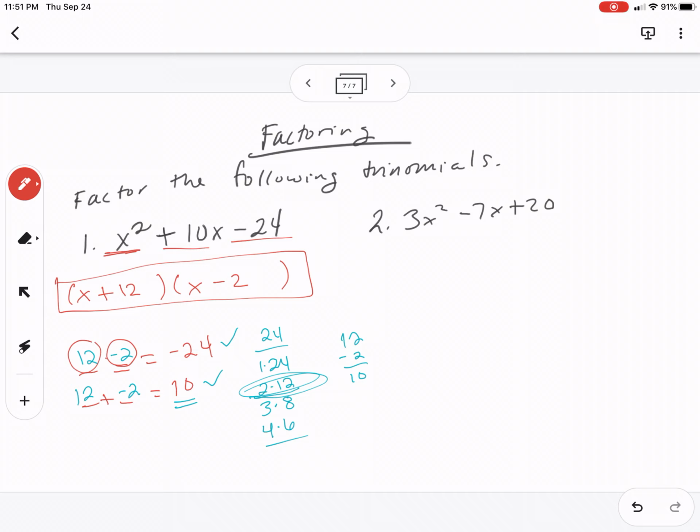For this one, 4 and 6 wouldn't work because you would have to add them. So you would have to add 4 plus 6 to get positive 10. But if you do 4 times 6, that's positive 24. We want negative 24, so this one didn't work.